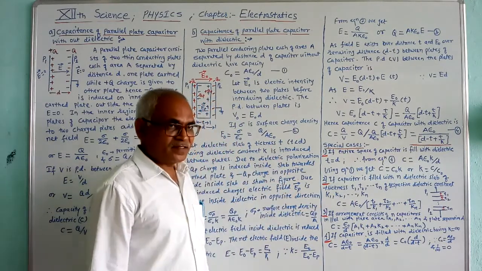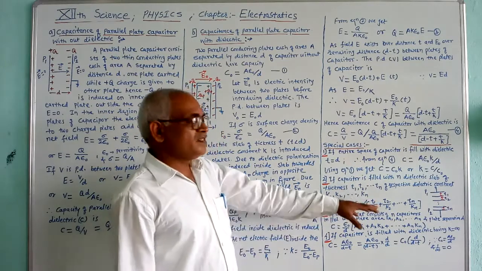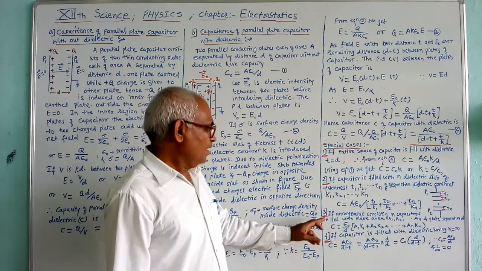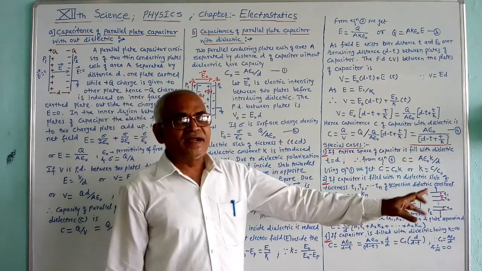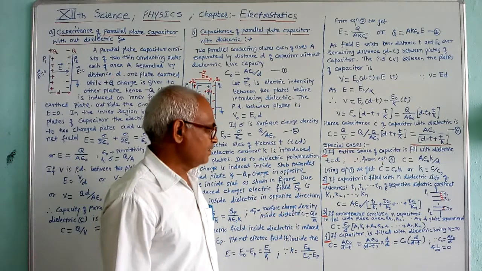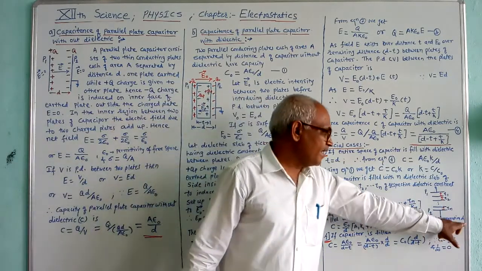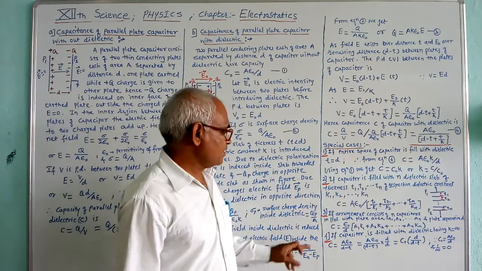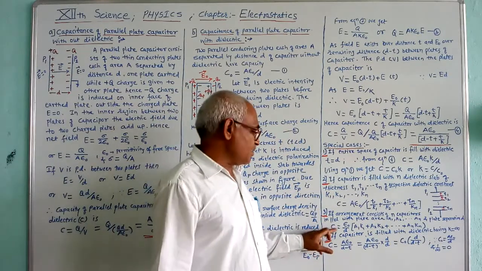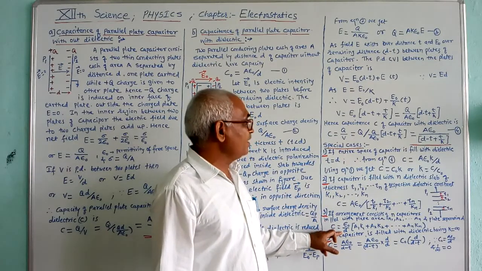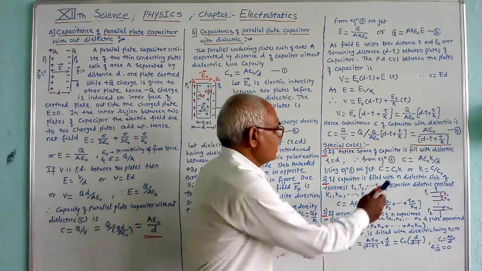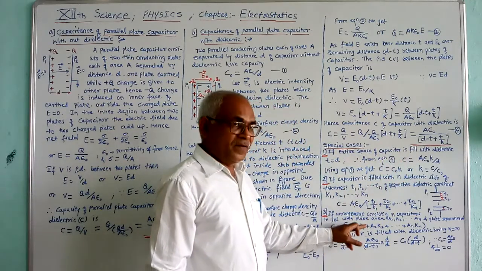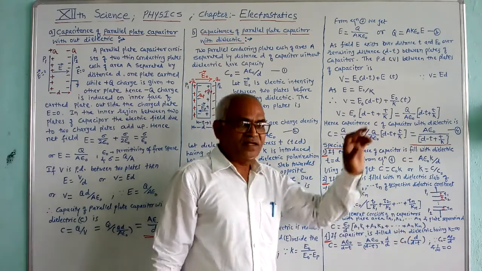In the third special case, if the arrangement consists of N capacitors in parallel with plate areas A1, A2 and An, having the plate separation D, then in that case the capacity is equal to epsilon 0 by D. By using this equation, epsilon 0 by D into the bracket A1 K1 plus A2 K2 plus so on plus An Kn.